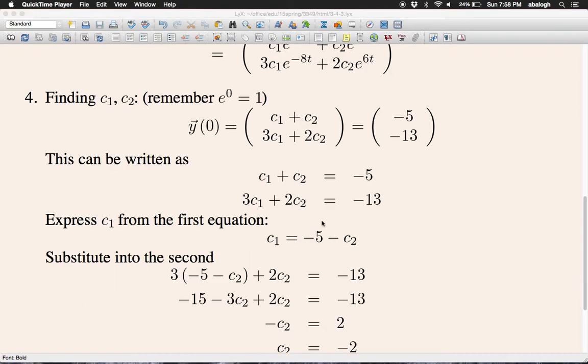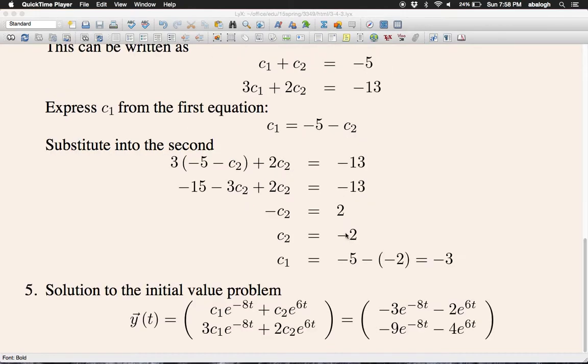Again, we obtain two equations for two unknowns. Now, this should have a unique solution, one solution for c1 and c2. The way I solve this is that I express c1 in terms of c2 from the first equation. Then I substitute this back into the second equation for c1. Then we obtain an equation in c2 only. We expand, simplify, and solve the equation for c2. In our case, c2 is -2.